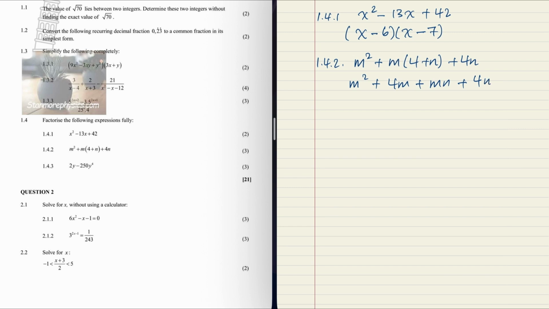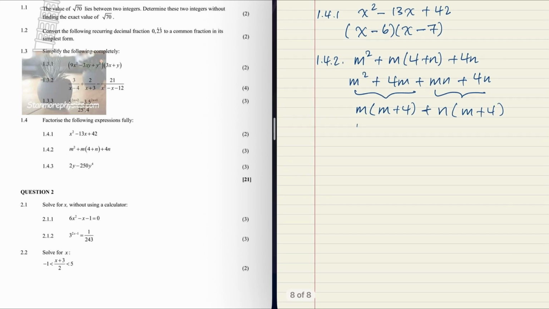Now, I can take out m as a factor for the first term here. So I'll be left with m into m plus 4. And then I can factorize that part by taking out n as a factor. And I'll be left with m plus 4 as well. Now, because m plus 4 is repeated, I can write it as one factor, and then what's left in the next bracket. So that's my final answer.